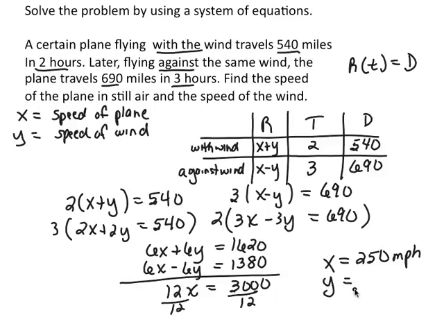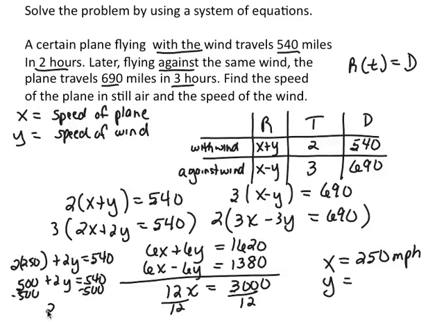Now I also need to go and find out what y is equal to, and so I can use any one of these equations. I'm going to go ahead and use this 2x plus 2y equals 540 equation. So 2x, x is now 250, plus 2y is equal to 540. So 500 plus 2y is equal to 540. We're going to subtract 500 from both sides. And 2y is equal to 40. And we divide by 2, and y is equal to 20. So 20 is equal to y, 20 miles per hour.